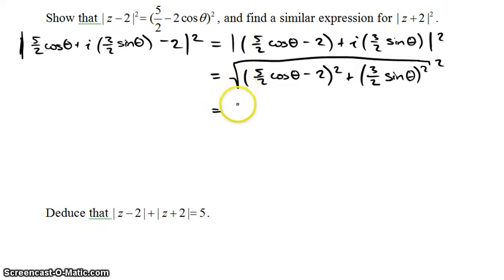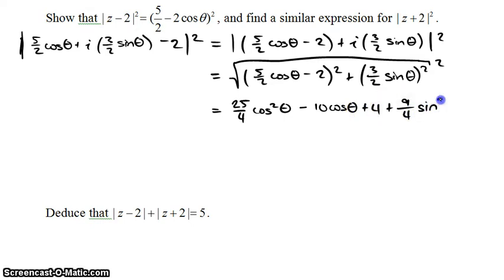So what does that give me? It's going to take a little bit of time to expand this out, but it gives me 25/4 cos² θ − 10 cos θ + 4 + 9/4 sin² θ.